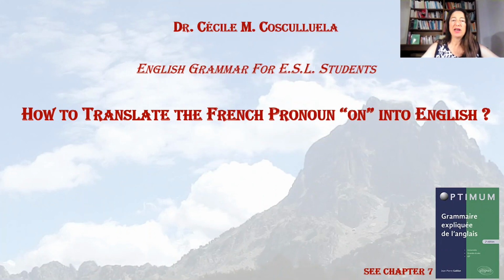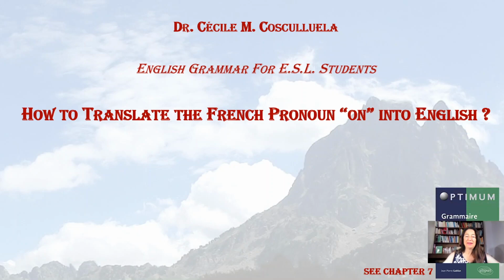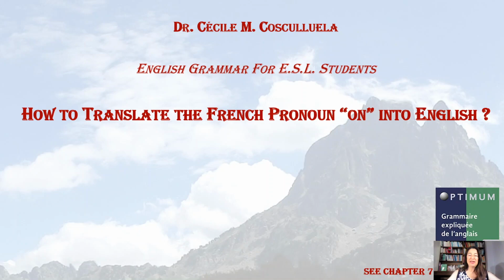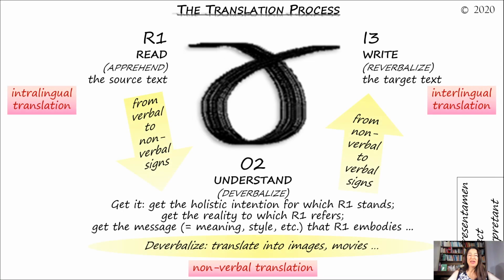Welcome to this ESL video on English grammar, and more precisely on the translation of the French pronoun "on", which maybe is not as easy as it might seem. So, in order to deal with that question, let's use the diagram for the translation process and the formula R1O2I3. So a simple formula based on Peirce's semiotic definition of the sign, but I will not give any more details about that question here.